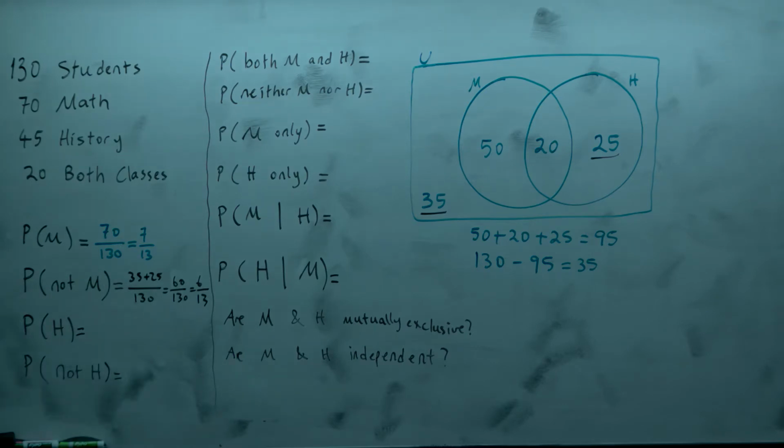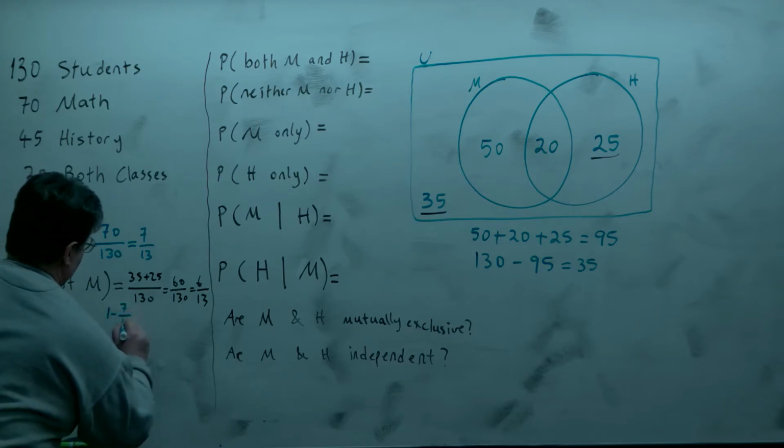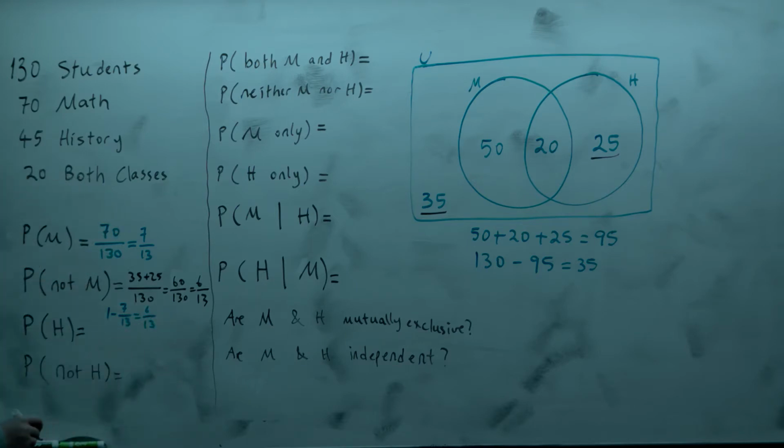But we could also do the exact same problem by subtracting 7 over 13 from 1. Because if a student takes mathematics with the probability of 7 over 13, he or she is not taking mathematics with the probability of 1 minus 7 over 13, which will also give you 6 over 13. I don't care how you do it, as long as you do it correctly.